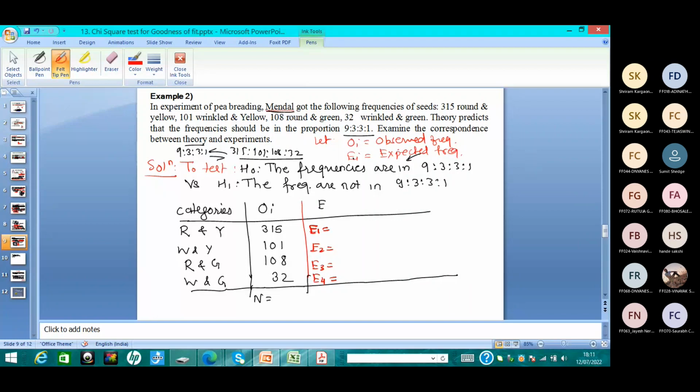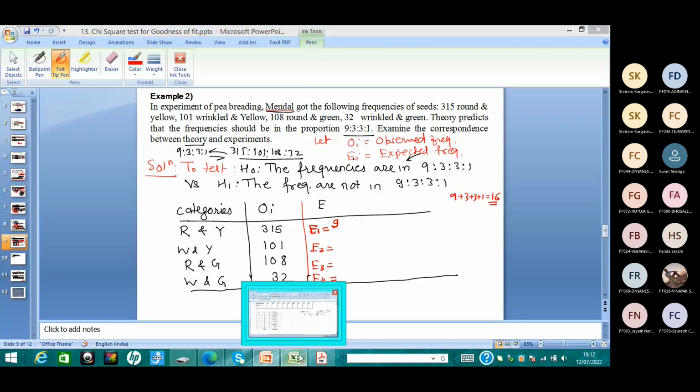How much is the total parts? 9 plus 3 plus 3 plus 1 means how much? It is 16. Total parts are 16. So out of 16 parts, the weightage of round and yellow is 9. So first of all, I get the total frequency. What is the total frequency? Better I create a table over here and do the calculation, isn't it?